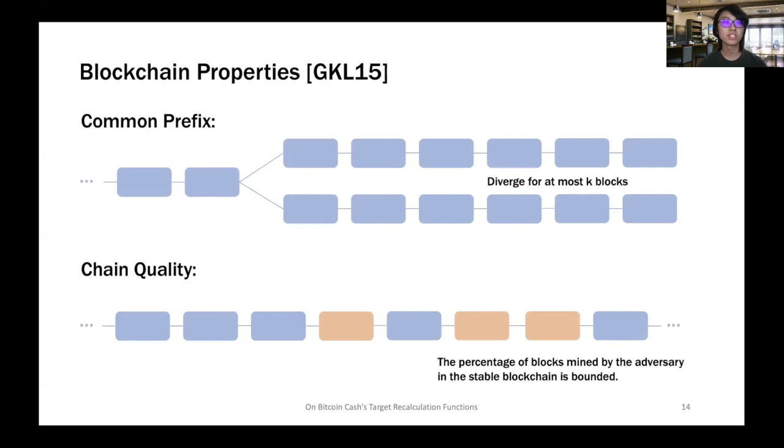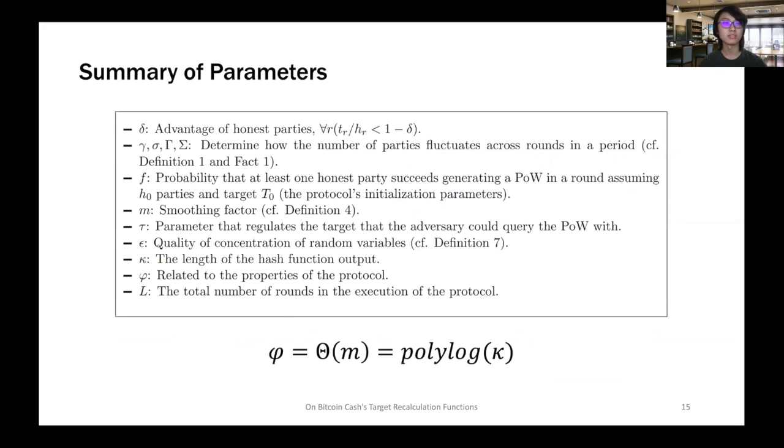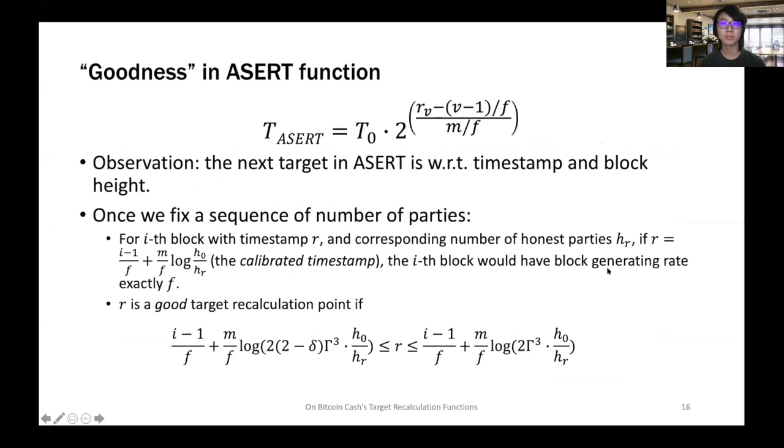What we want to achieve are 2 blockchain properties: common prefix and chain quality, which state that the local view of the honest party can diverge for at most k blocks, and the percentage of adversarial blocks in the stable part of the blockchain is bounded. This table is a summary of our parameters. We highlight that the most important parameter is m, the smoothing factor in the ASERT function. We let it be a polylogarithmic function of kappa, where kappa is the length of the hash function output and is also our security parameter.